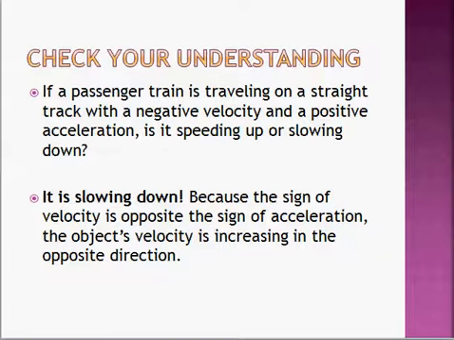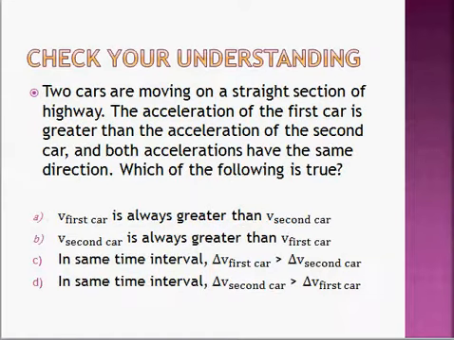All right? Third check your understanding question. Two cars are moving on a straight section of highway. The acceleration of the first car is greater than the acceleration of the second car, and both accelerations have the same direction. Which of those statements is true? Well, if you think about it, which one of those is right? It actually turns out to be option C.